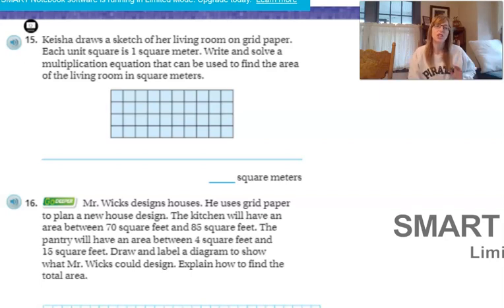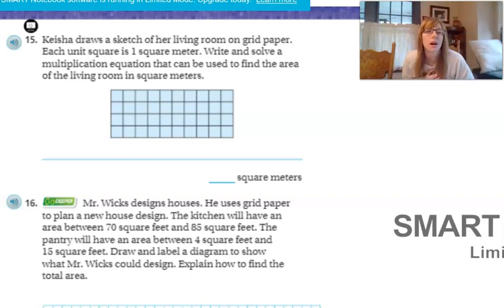Okay, Keisha. Keisha draws a sketch of her living room on grid paper. Each square unit is 1 square meter. Okay, so a meter is like your arm's length. Do you remember that? Show me a centimeter. Show me a millimeter. It's right there, the side.